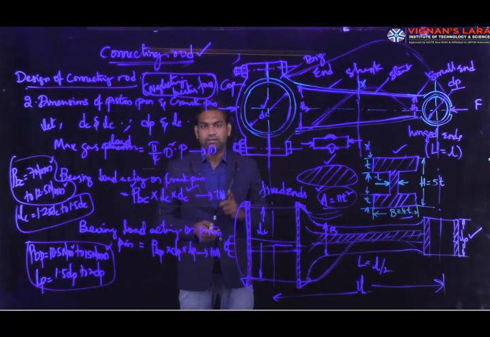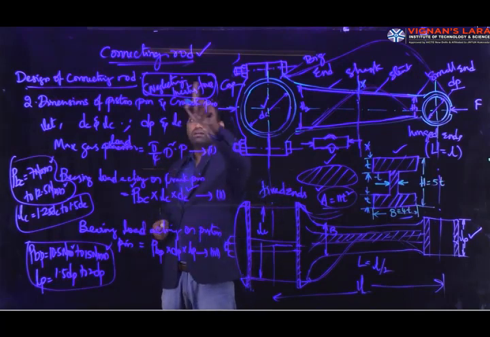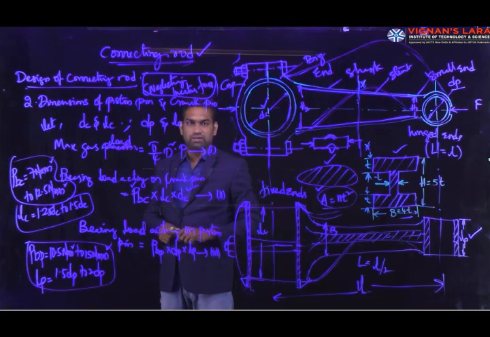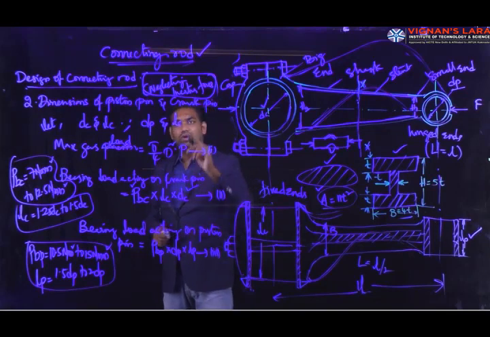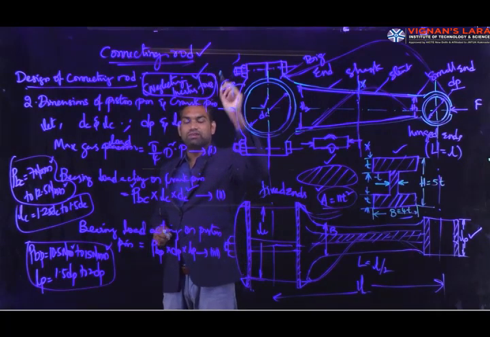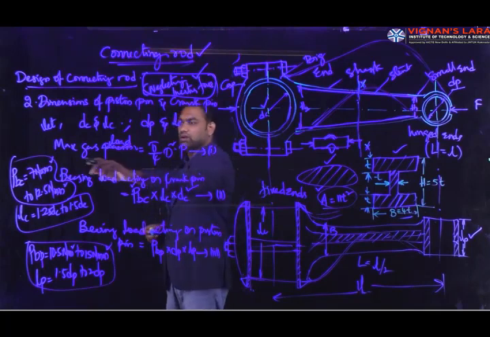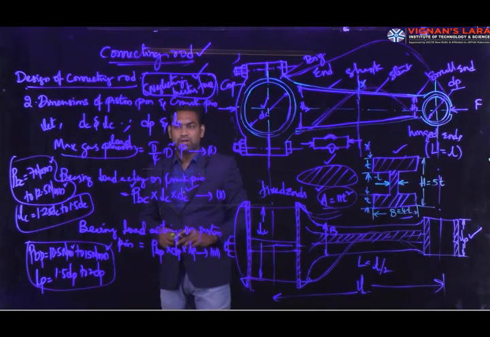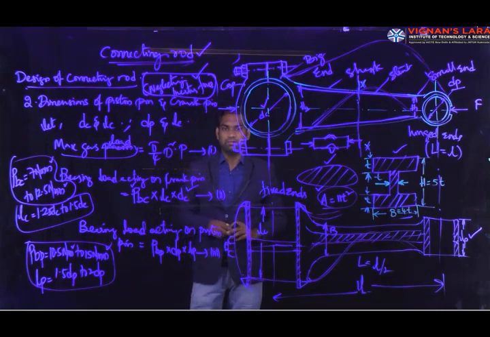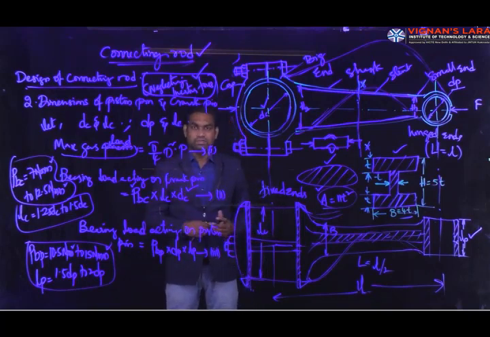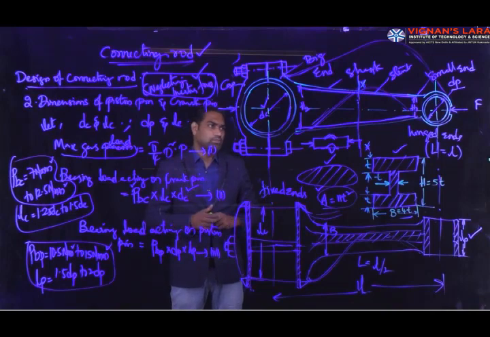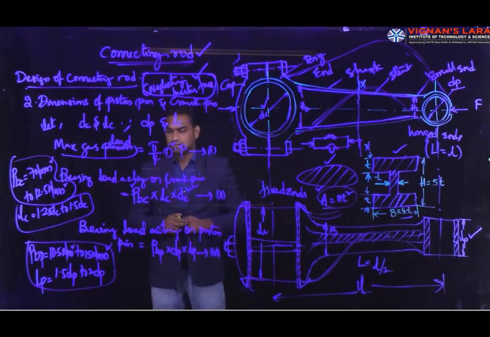The maximum force acting on the connecting rod is equal to the maximum gas load plus the inertia force of reciprocating parts, but here we are neglecting the inertia forces of reciprocating parts, so that the maximum load is taken equal to the maximum gas load, that should be equal to pi by 4 d square into p, and that should be equated to the loads acting on the corresponding pins, that is either crank pin and piston pin, so that you can calculate the dimensions of crank pin and piston pin, that is DC and LC and DP.